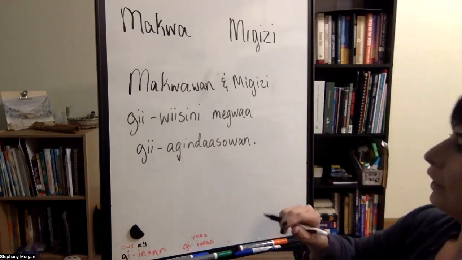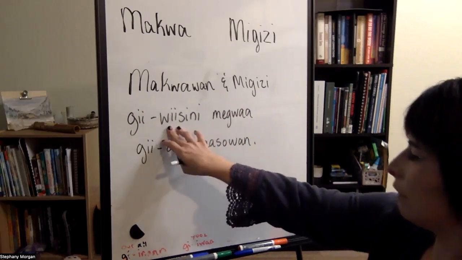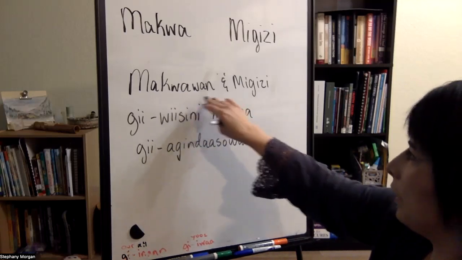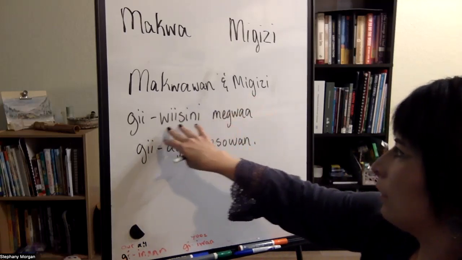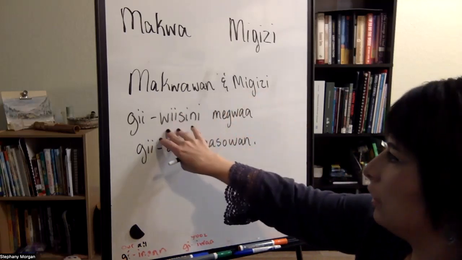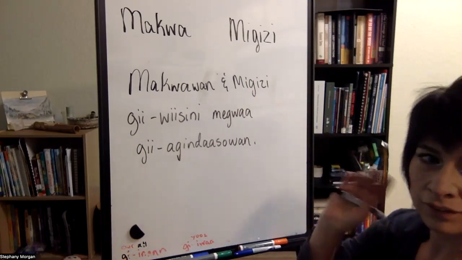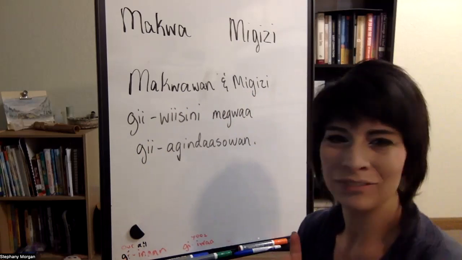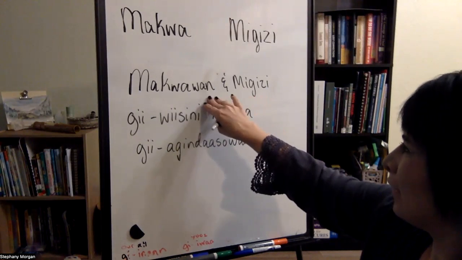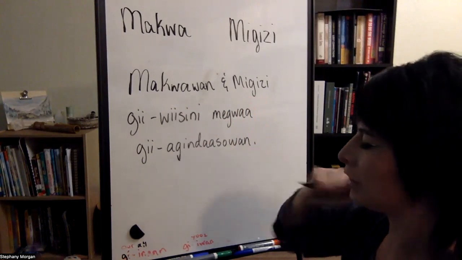All right, so now we have Makwa wan, minawa Migizi, gi wisine, megwa gi agindaso wan. Makwa and Migizi, one of them ate while he read. It makes more sense in Ojibwe, but it sounds funky in English. These guys are together, we're establishing those are the characters, and then we're saying one of them ate while the other one read.